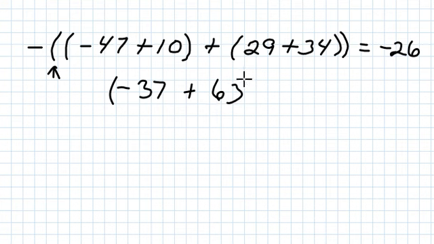And remember, this is all in parentheses now, and you have this negative outside. And so we should end up with a negative 26. So this is going to end up being 26 inside, but then we have the minus out here. And so we're left with a negative 26, if everything's done right.